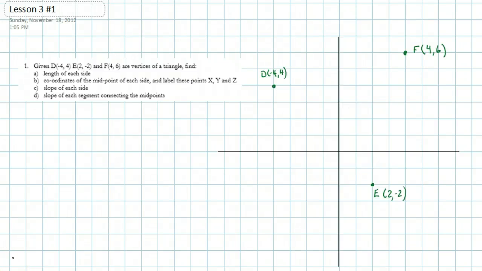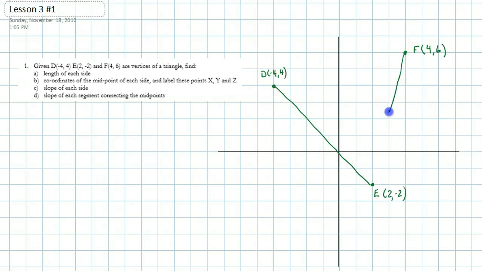Hi everyone, in this video we're going to go through lesson 3 number 1. Specifically it was requested part D, but I'm just going to do the whole question. So again, I didn't know necessarily how to start this problem, so I drew the graph. And I saw the word triangle here, so I've plotted these points, and now I'm going to actually connect these points.